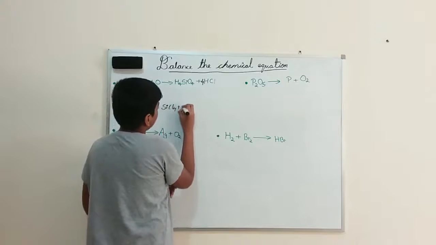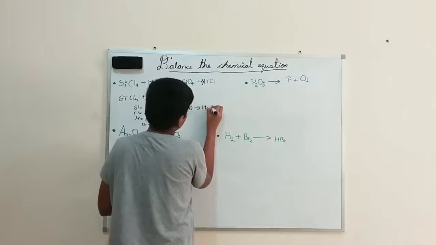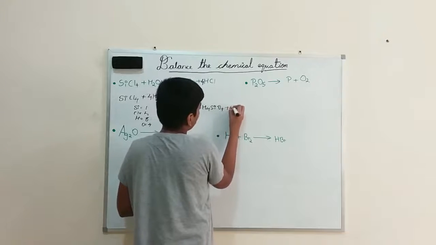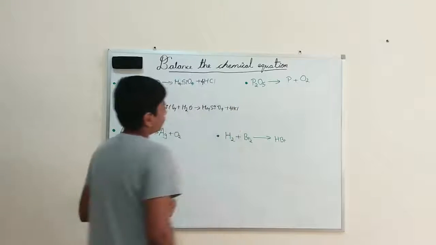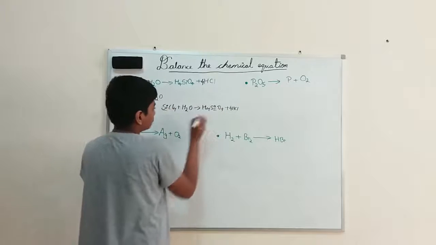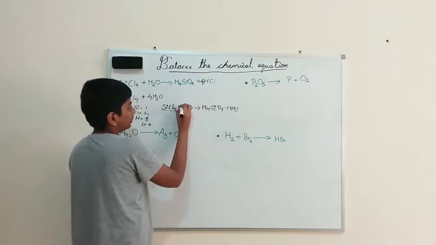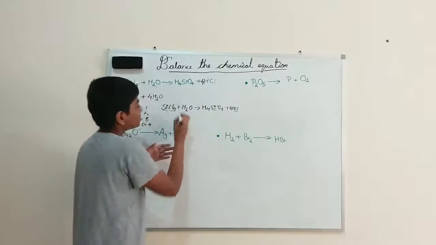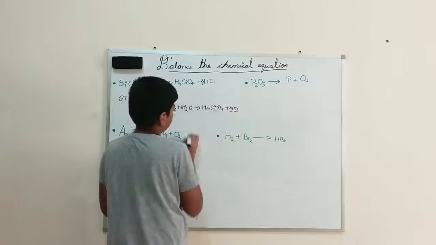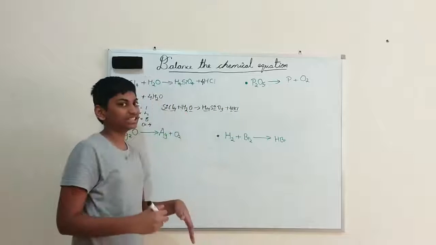SiCl4 plus H2O gives us H4SiO4 plus 4HCl. Okay, so our chemical equation is balanced because here silicon is 1, here also 1, here chlorine is 4, here also 4, and here H2. Okay, so I should write here how much? I should write here 4. So here 8 hydrogens, here also 8 hydrogens. So here 4 oxygen, here also 4 oxygen.